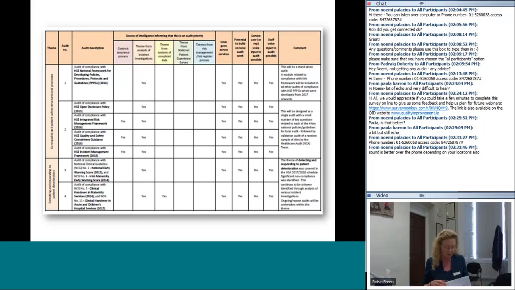And then there's just 1 or 2 more themes, if I can find them on my pages I've put together here. Bear with me for a second. Safeguarding vulnerable persons at risk of abuse. So that's the audit schedule.